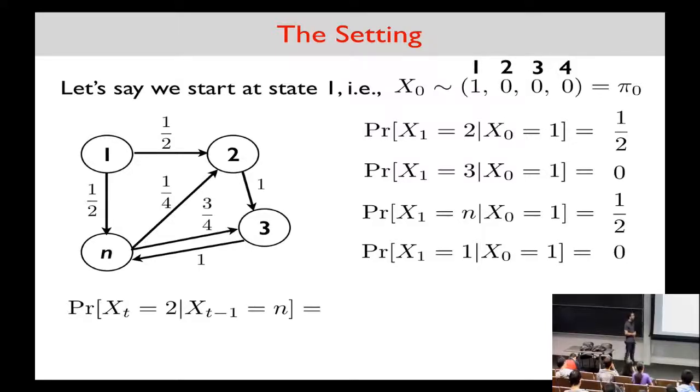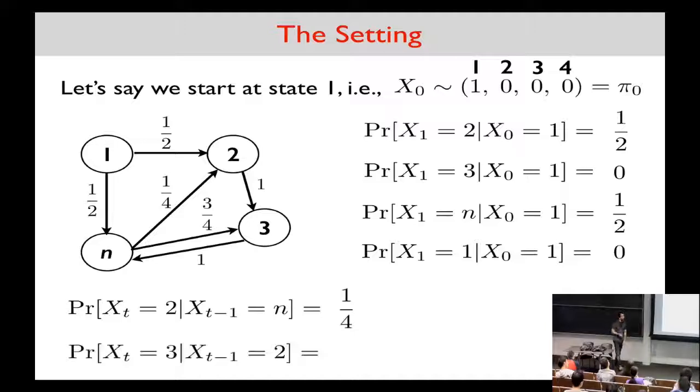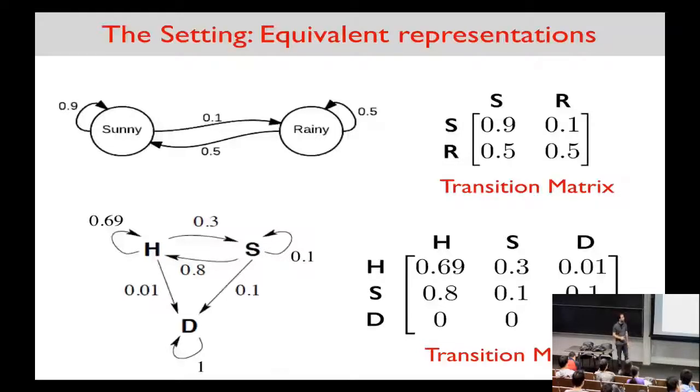And let's say t is any number bigger than 1. What is the probability that xt equals 2, given xt minus 1 equals 4? Anyone? 1/4. What is the probability that xt equals 3, given xt minus 1 equals 2? 1. Good. Okay, so that's another interpretation of this graph.